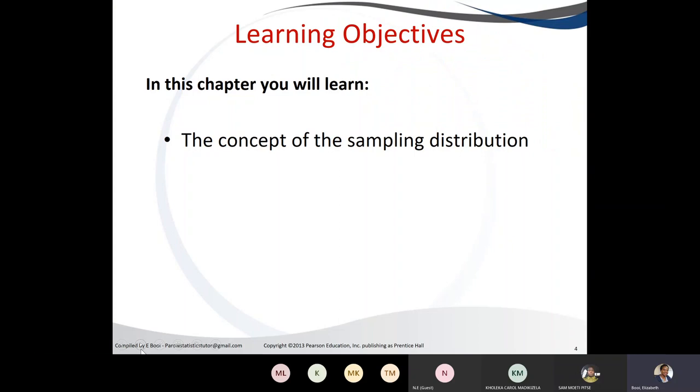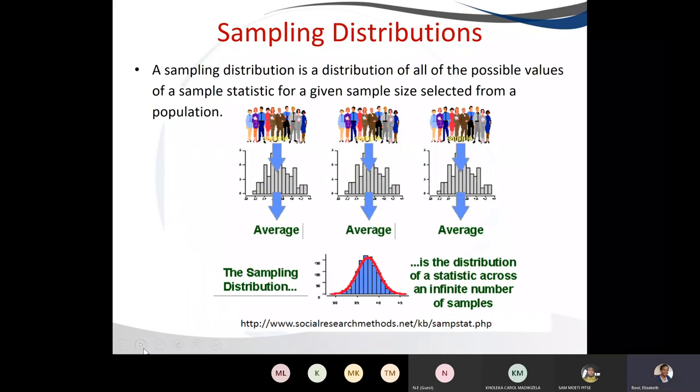Okay, so let's learn sampling distribution. A sampling distribution is a distribution of all possible values that comes from a population, where you select a sample from there. Instead of only selecting one, like we do with the normal distribution where we only worked with one sample, here you select multiple samples from that one population.